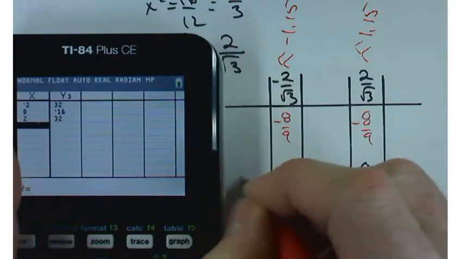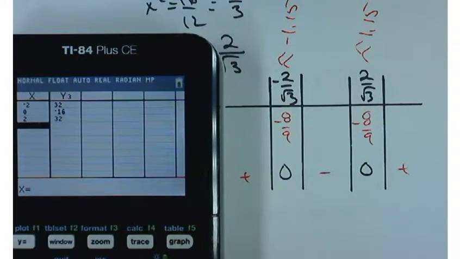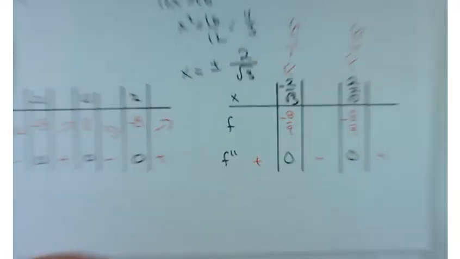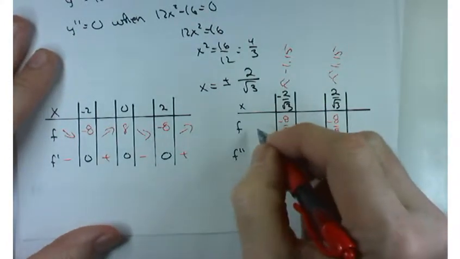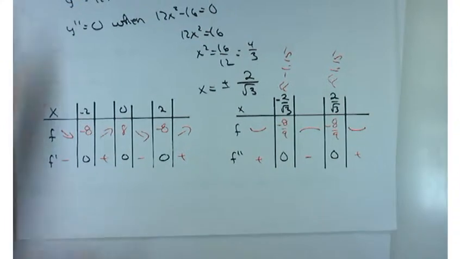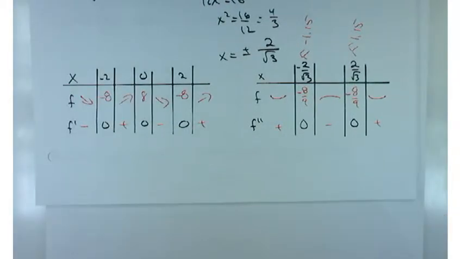So I end up with positive, negative, positive. What's that tell me about my function? Concave up, down, and up. So you're starting to build a picture of this function, and it's telling you a few things about these points. What's it tell me about -2 as a point? What can I see from that?